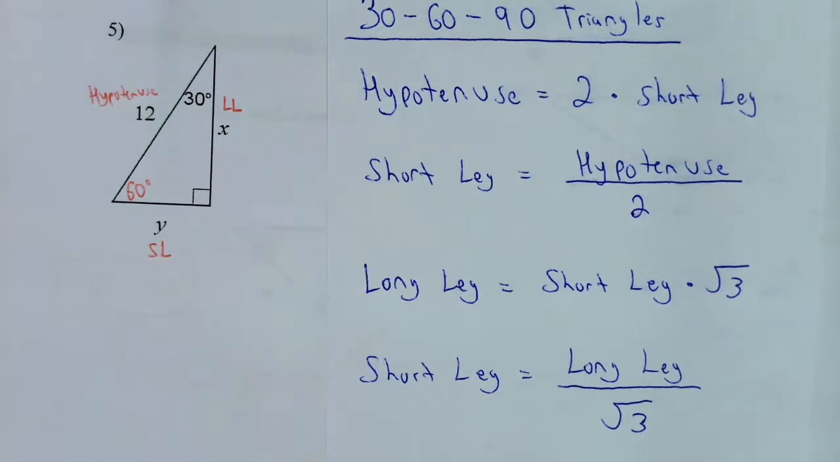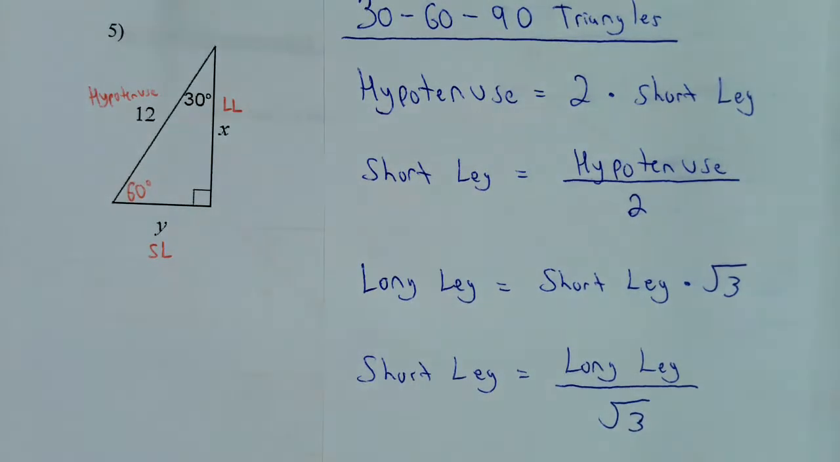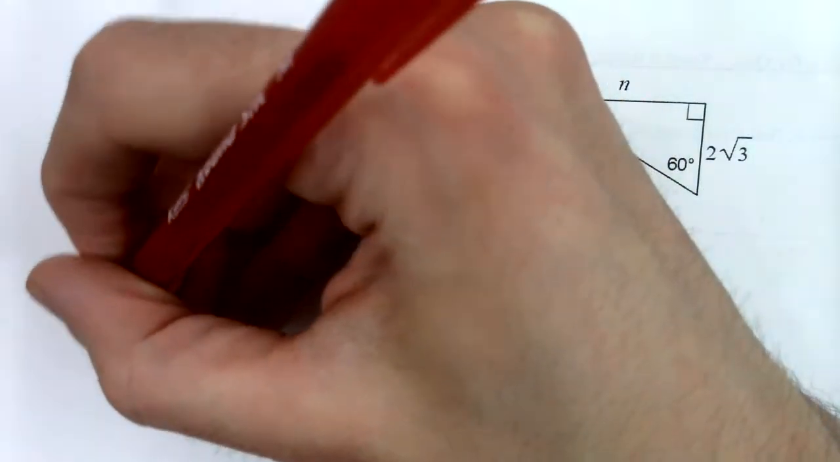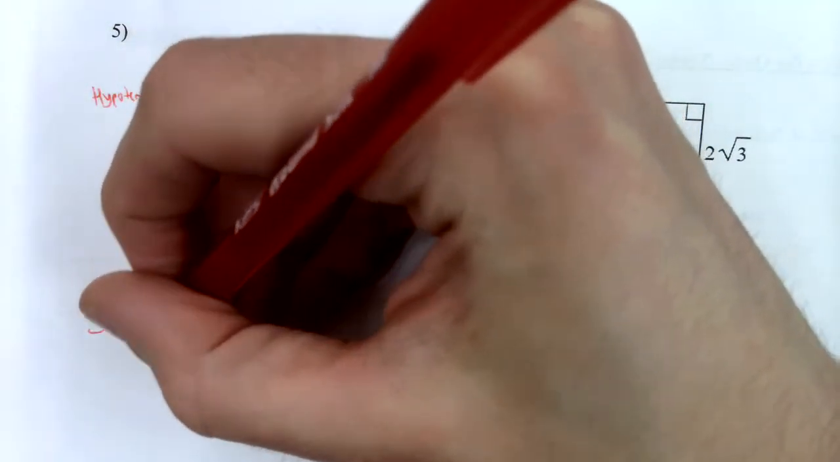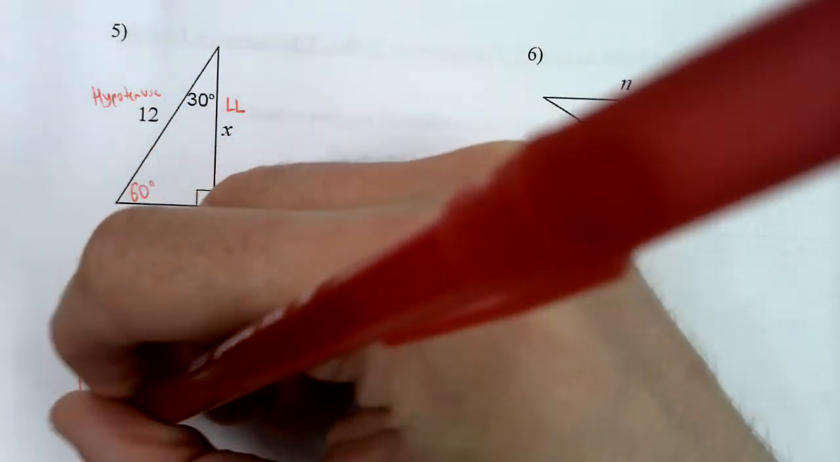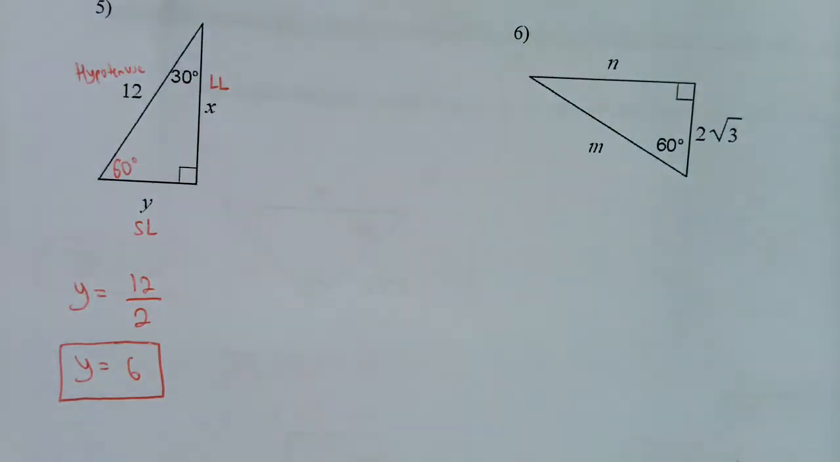So let's get the short leg right away. You don't have to label this if you don't want. But I'll say the short leg equals the hypotenuse divided by 2. The short leg is y, so y equals 12 divided by 2. Y equals 6.